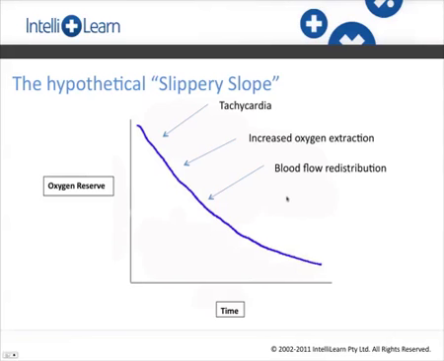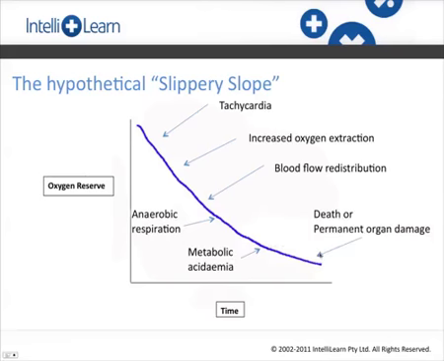Next thing that can happen is that if the cells are really short of oxygen, anaerobic respiration can come into play. We've discussed this in another section, and you will already realize that anaerobic respiration can be life-saving for the cells, or indeed allow the cells to function properly, but the drawback is the production of acidic lactic acid, which leads to a metabolic acidemia. And if this metabolic acidemia accumulates, we may even get death or permanent organ damage.